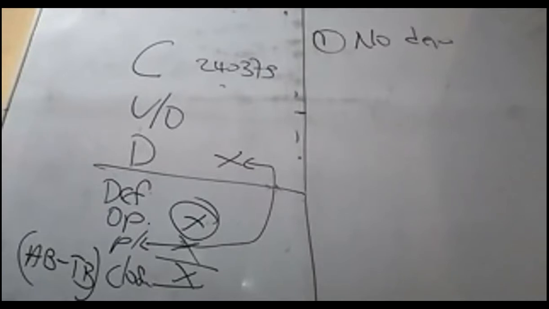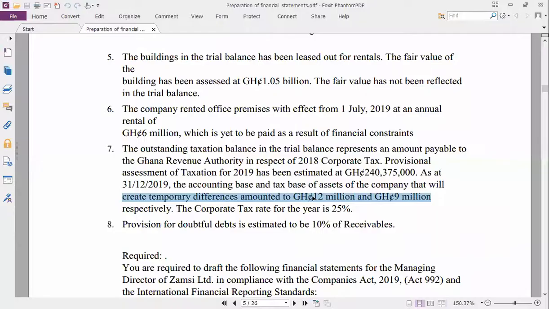Now let's back it with an illustration. In this particular question, what is the accounting base? 12 million. The tax base is 9 million, respectively. So they've given us the accounting base and tax base. Good. So we just have to find the difference.